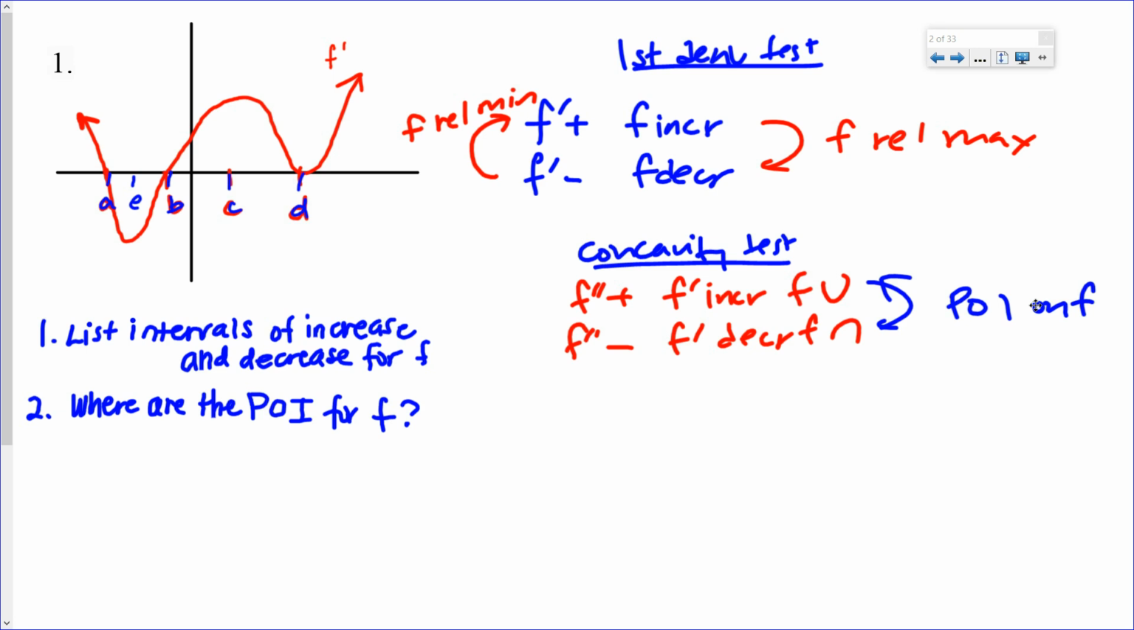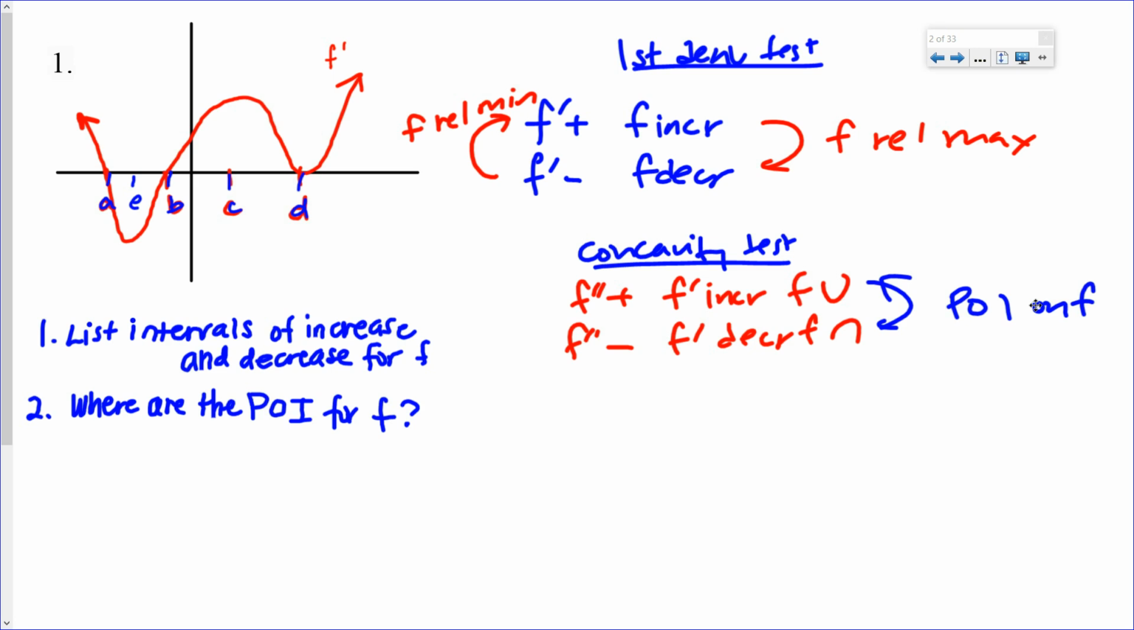All the points where you think there are POIs on F, wherever F prime is changing from increasing to decreasing or decreasing to increasing. All right, let's do it. Here's my finger, okay? It's not my real finger. Okay, here we go. I'm going to go down.